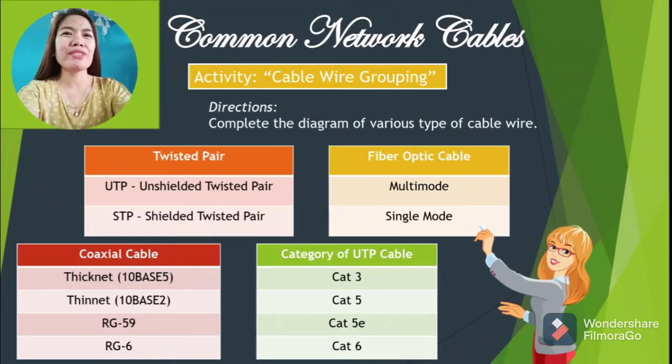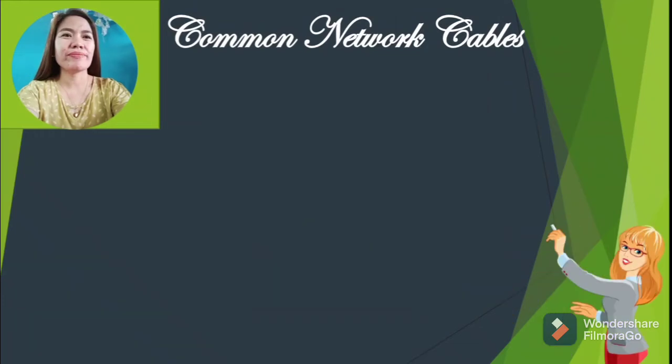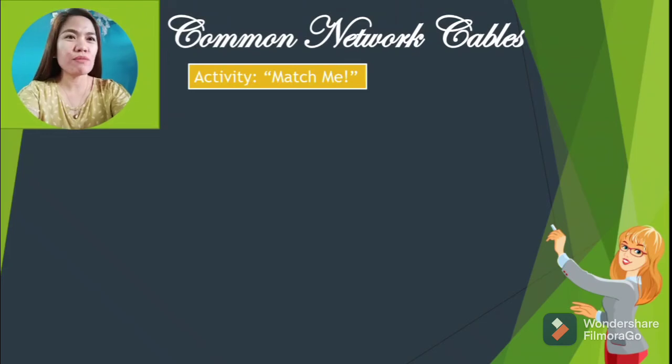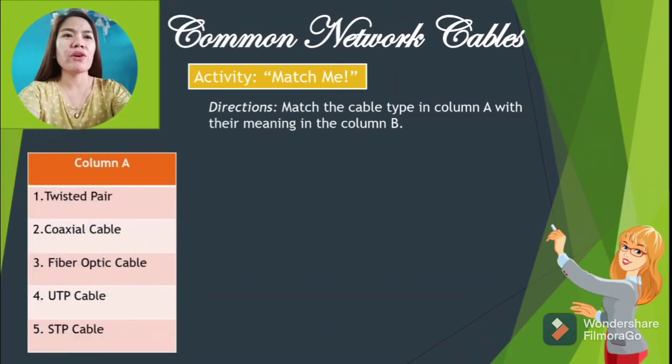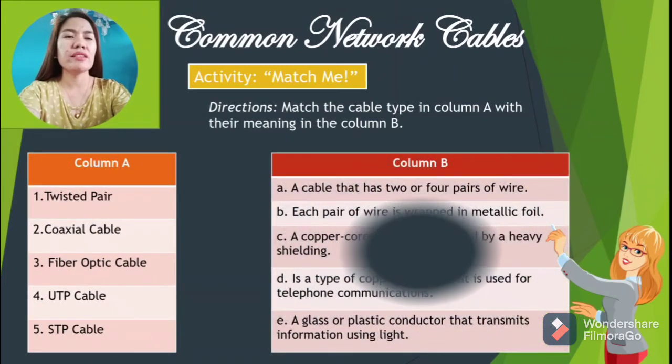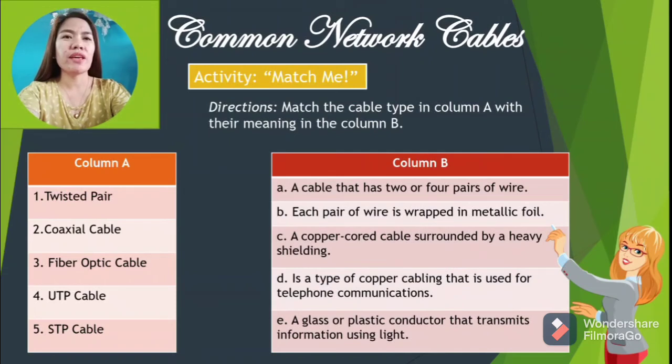Okay, so we'll proceed to the next activity. Activity 2, Match Me. Directions: match the cable type in column A with their meaning in column B. So we have here column A and column B. Okay, so this time I'll give you 10 seconds to answer the activity. Okay, so you may now start.